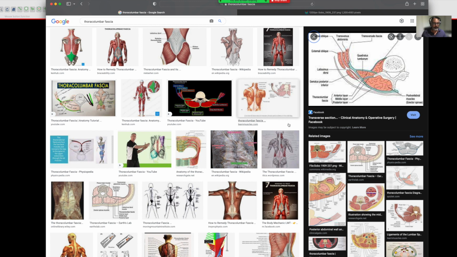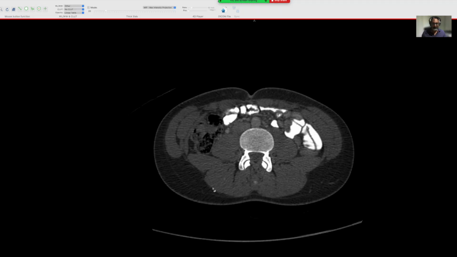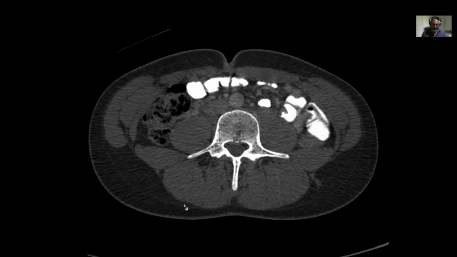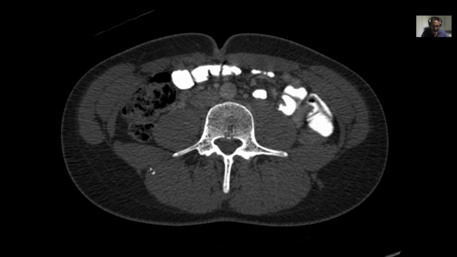All right, any questions? So if you look here, the thoracolumbar fascia will cover this area, the middle. That's the posterior part of the fascia, the middle part of the fascia, and the anterior part of the fascia. And the three abdominal muscles will also attach onto that. Okay.